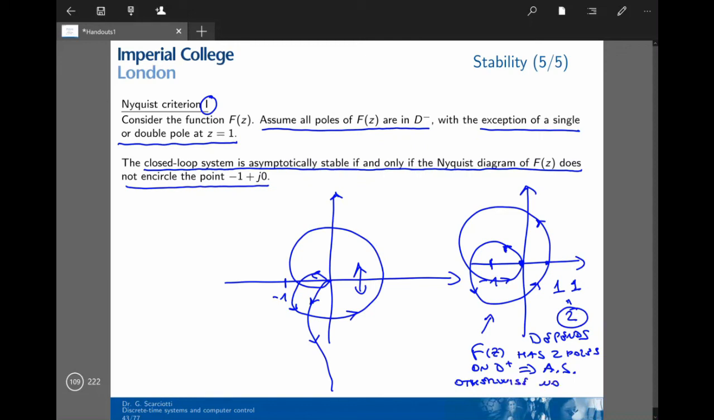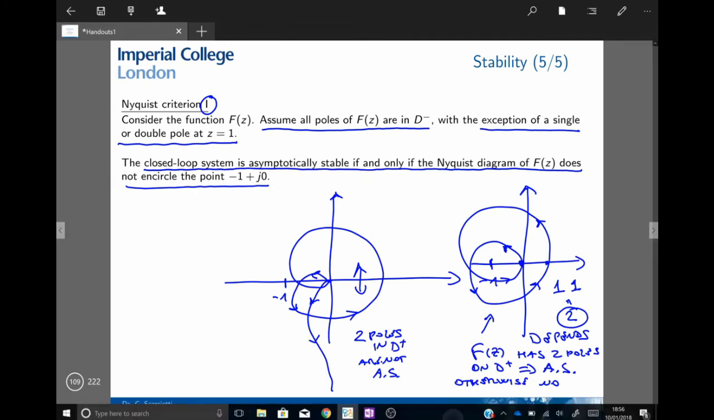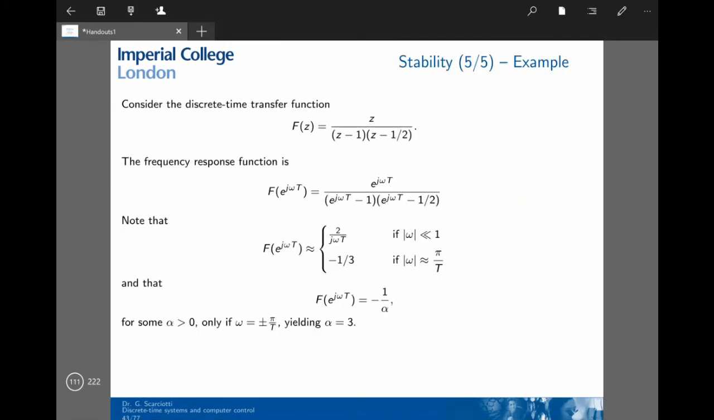If we look at this other case, is the system asymptotically stable or not? Well, again, it depends on the number of poles. If there are two poles in D+, then these two systems are not asymptotically stable. The reason is that we know that these systems are asymptotically stable if and only if all the poles are in D-. Now let's look at an example.